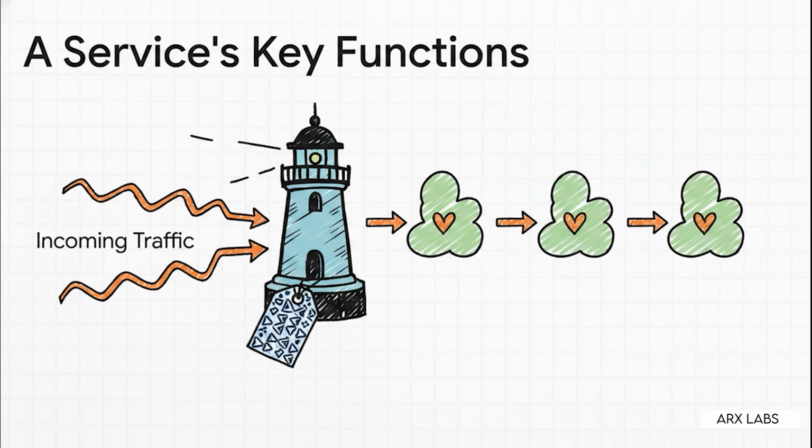And this is why it matters so much. The service also acts as an internal load balancer. So when a request comes in to the service's stable IP address, it automatically forwards that traffic to one of the healthy pods that it's managing. This means other applications don't need to know or care about individual pod IPs. They just talk to the service, and that ensures your application is always discoverable and always accessible.